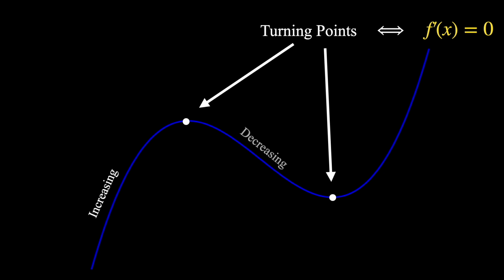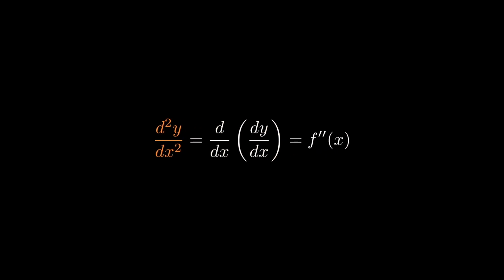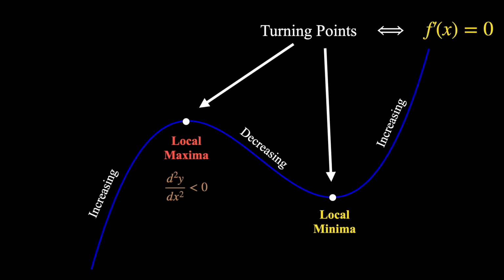If the curve changes from increasing to decreasing, the point is called local maxima, whereas if the curve changes from decreasing to increasing, the point is regarded as local minima. To determine the nature of the turning point, we need to use the second derivative. The second derivative is nothing more than differentiating the first derivative of the function. If the second derivative is greater than 0, then the turning point is a local minima, whereas a negative second derivative indicates a local maxima.